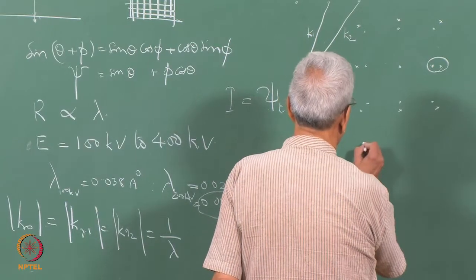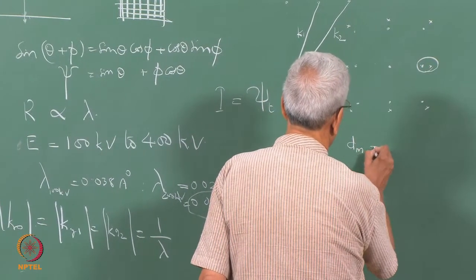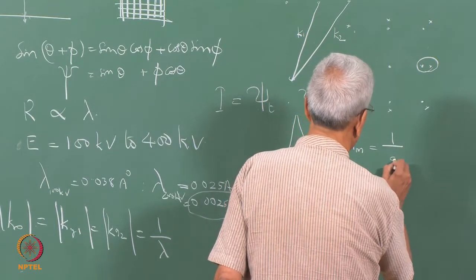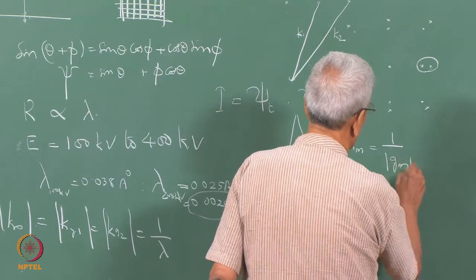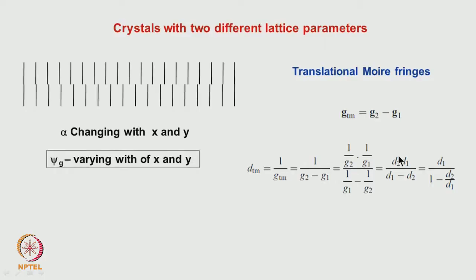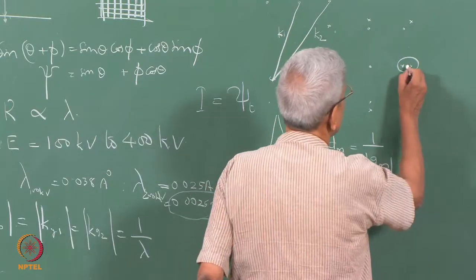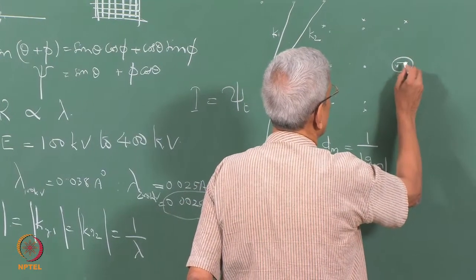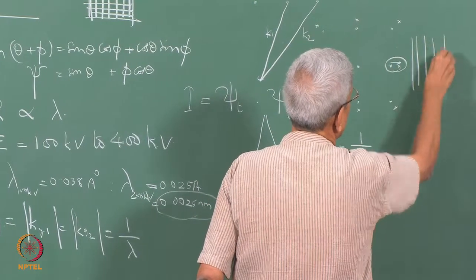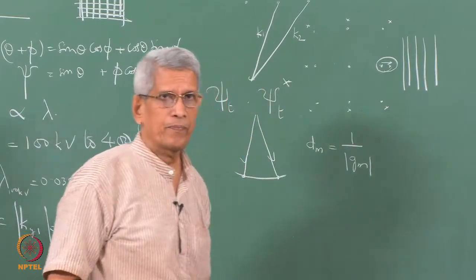And what is going to be the spacing? We know that the spacing of the Moiré fringe pattern should be equal to the modulus of g_M. That is what is essentially being given. Okay. And since this is the direction from here to here, the fringe spacing should always be perpendicular to it. This is the way a fringe spacing will appear.